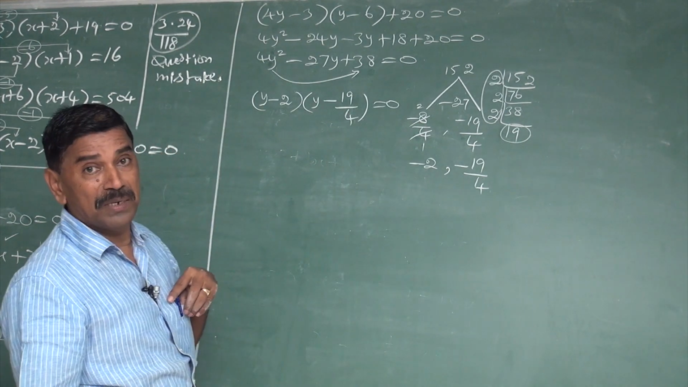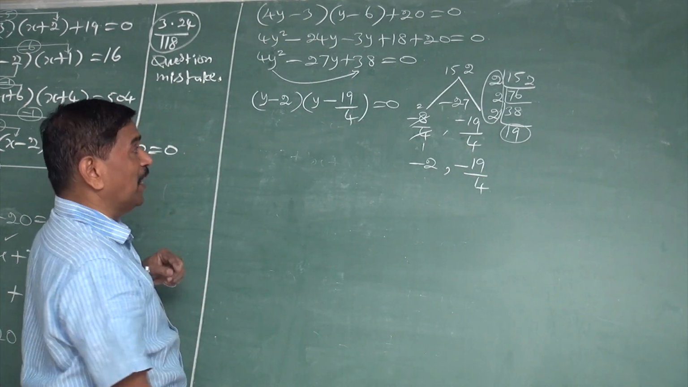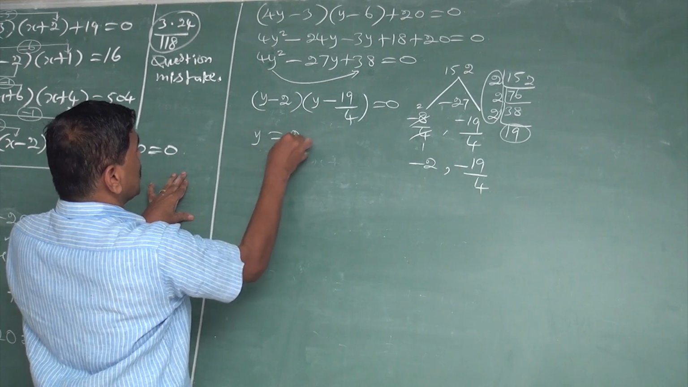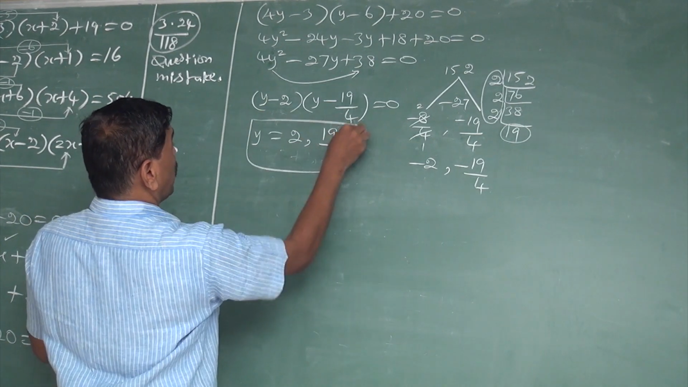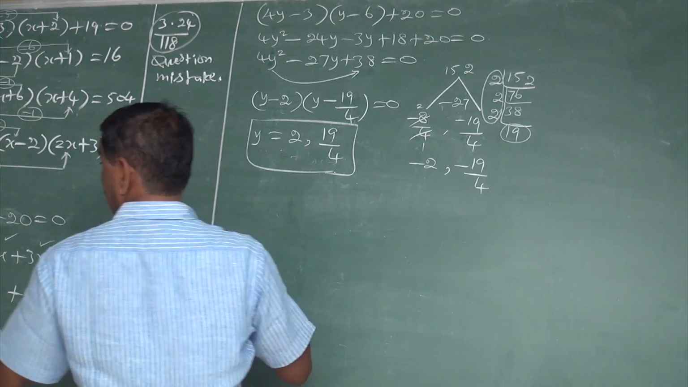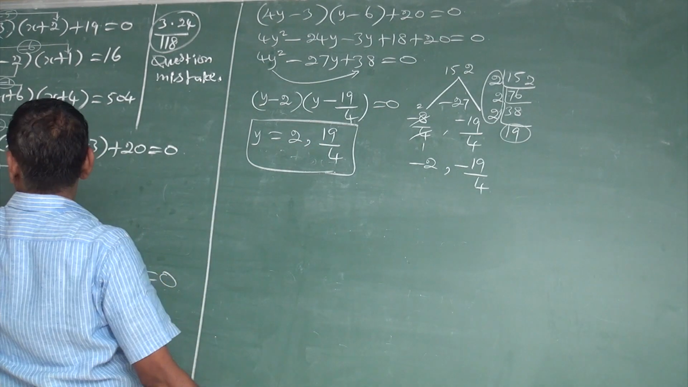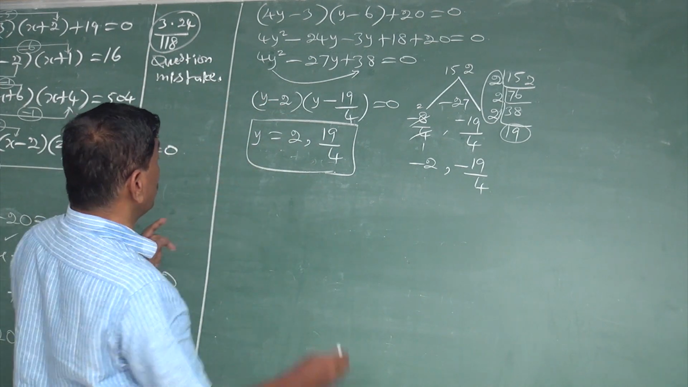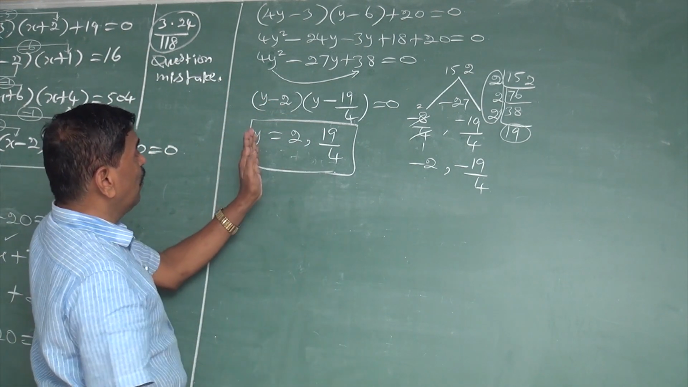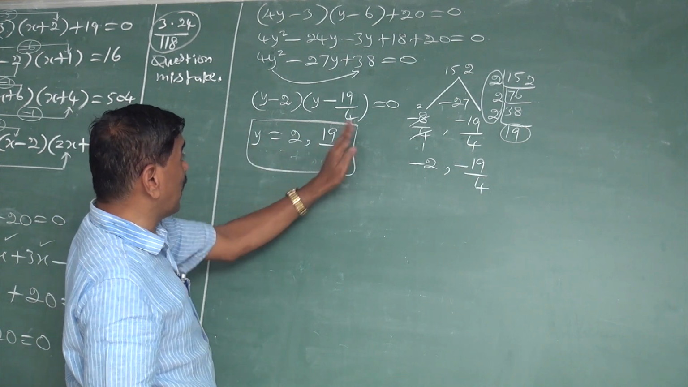Okay, next what is the solution please? Very good. 2 comma 19 by 4. So that is y is equal to 2 comma 19 by 4. Okay, y value ready. But y is equal to x square plus x. Here in the given question x is the variable. We want to find the x variable answer. So that is why now there exist two cases. When y is equal to 2, when y is equal to 19 by 4.